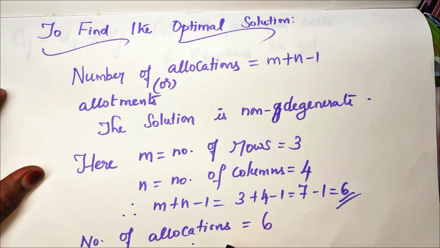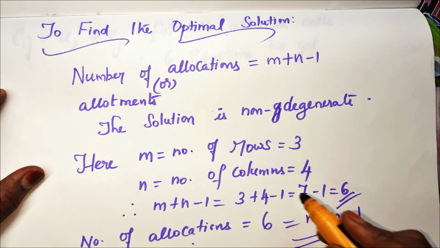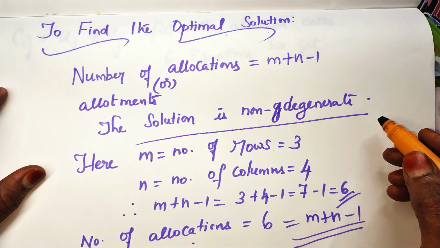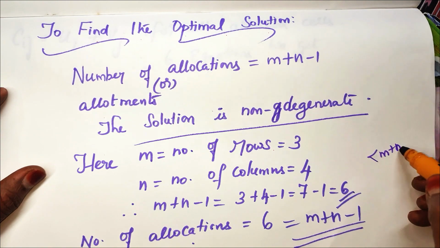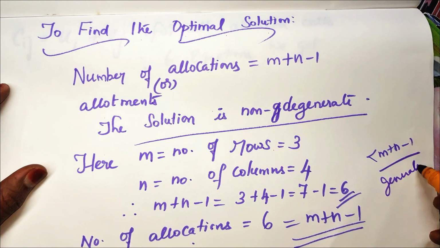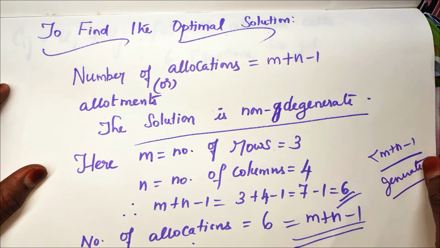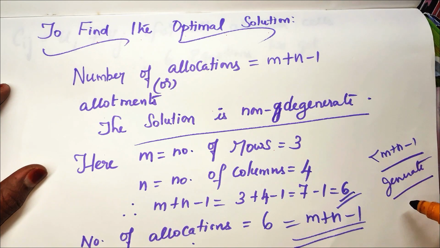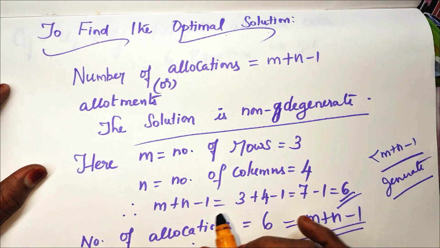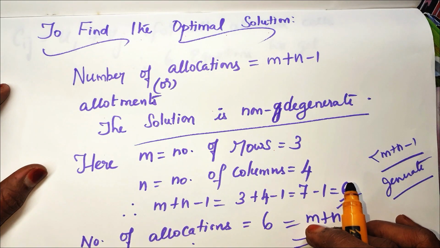Therefore, number of allocations is equal to m plus n minus 1. When this condition is satisfied, we say the given solution is a non-degenerate solution. If the number of allocations is less than m plus n minus 1, the solution is degenerate, and the procedure for that is quite different. We have to start in a different way. That we are not going to do here. I can do it in a different video. So here I have taken the non-degenerate solution, that is the number of allocations is equal to m plus n minus 1.